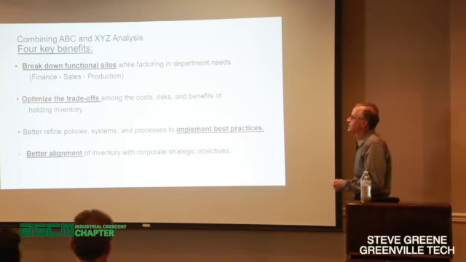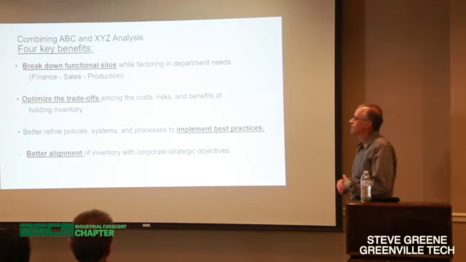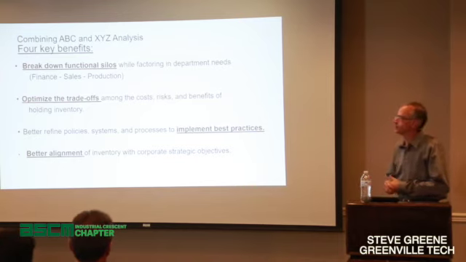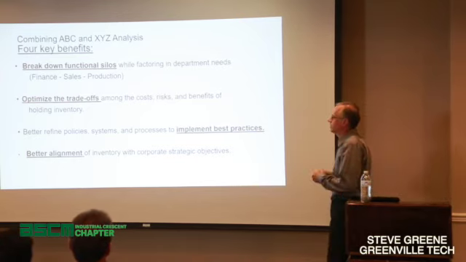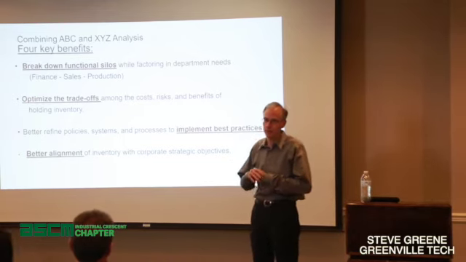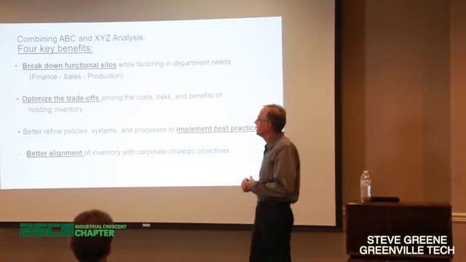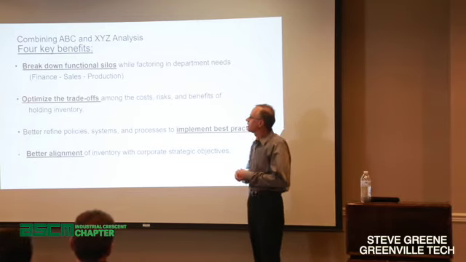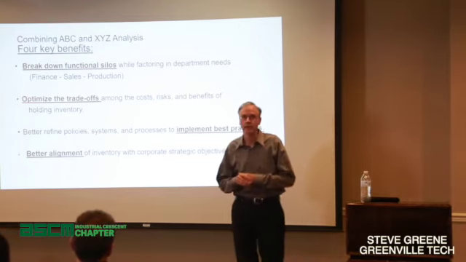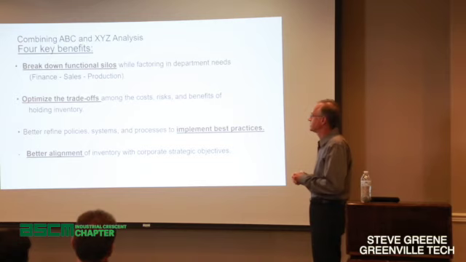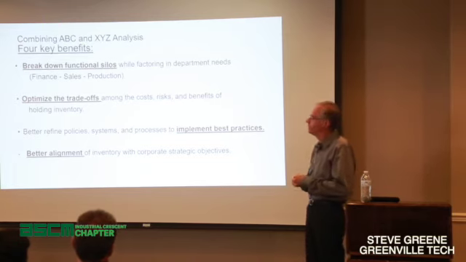So the 4 key benefits of ABC and XYZ analysis: breakdown of functional silos while factoring in department needs. We talked about that a little bit on a previous slide. Your finance people and accounting people are going to say, we don't want to tie up working capital in inventory. So they want low inventory. And the salespeople want lots of inventory because they want to make sales and keep their customers happy. Your production folks want inventory because they want to make sure that those lines are working. They don't want disruptions in the line because they don't have the inventory for the MRP.